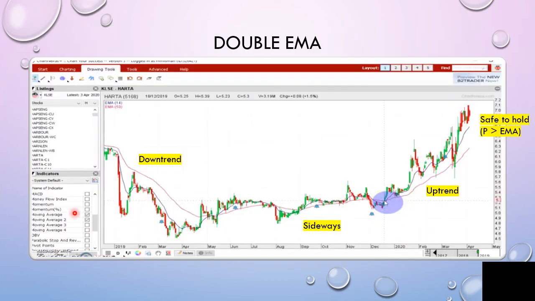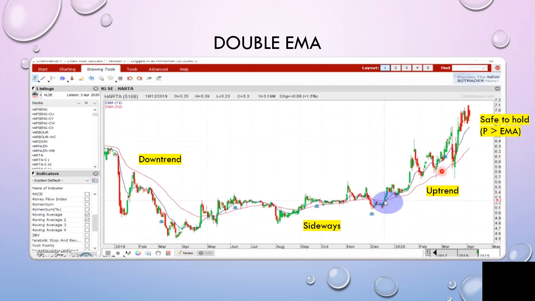Alright, so kat sini kita letak, yang ni kita buat double EMA. Kat sini kita ada 14 dan kita ada 50. Jadi kalau kita tengok kat sini, ini adalah downtrend kan. This one is sideways, this one is uptrend. So masih lagi sama, dia punya signal kat sini. Masih lagi you kena gunakan konsep yang tu lah. Shorter line above the longer line, it is a buying signal.